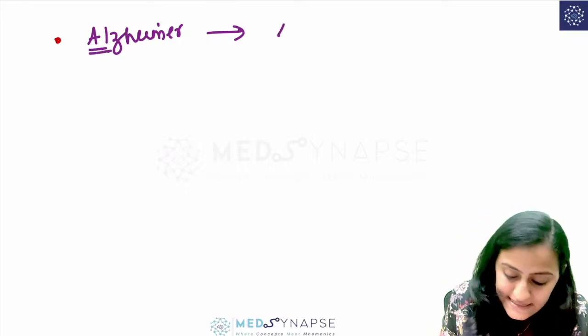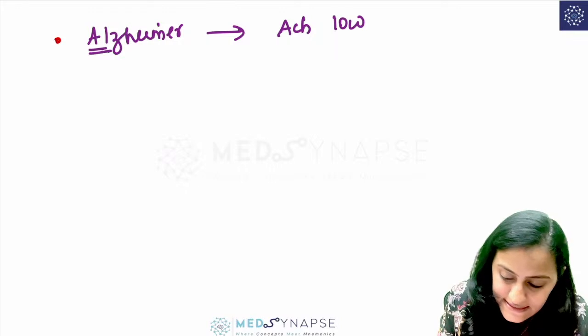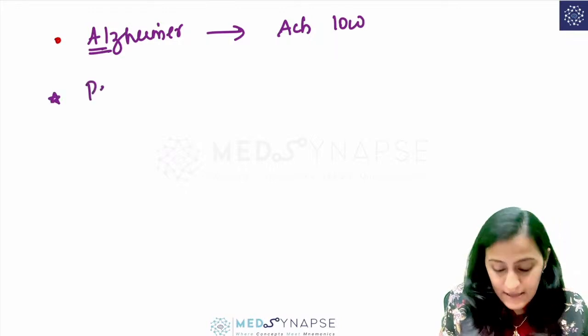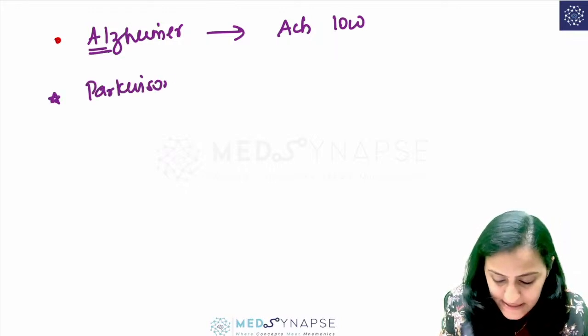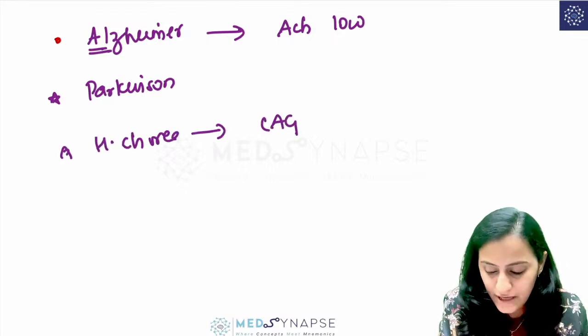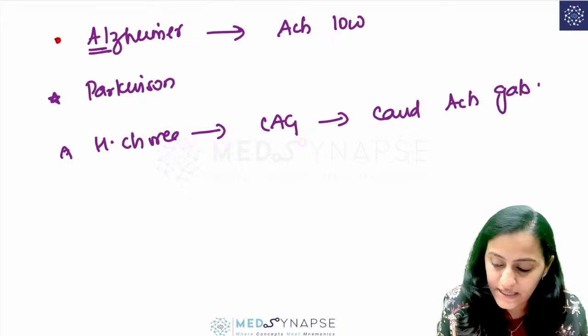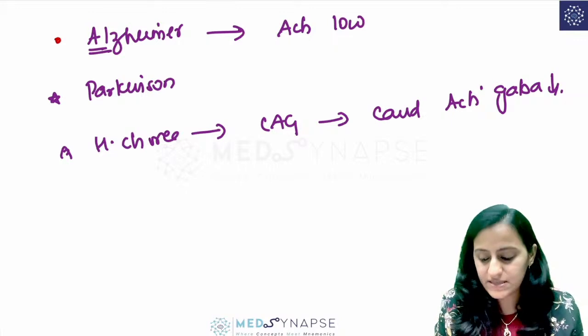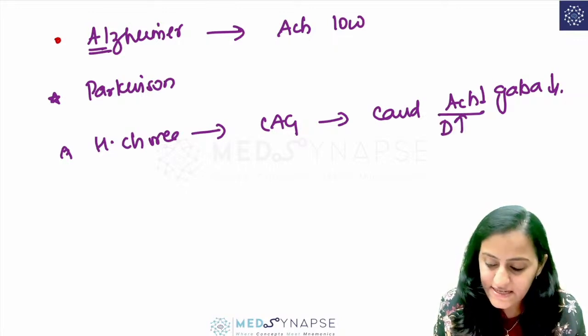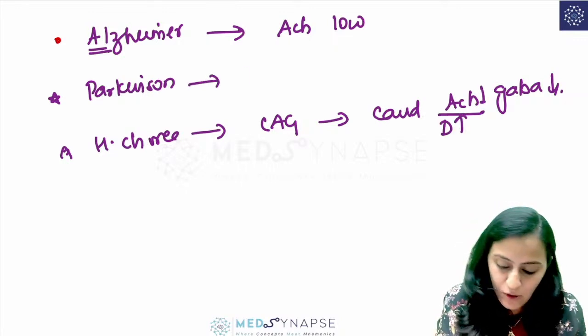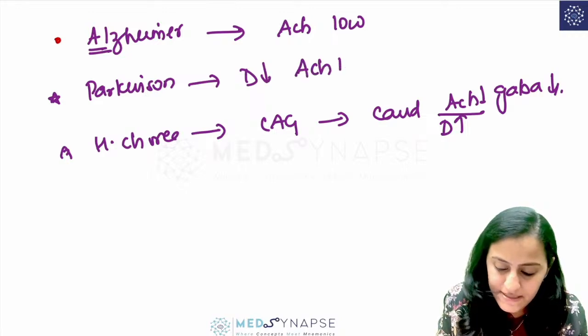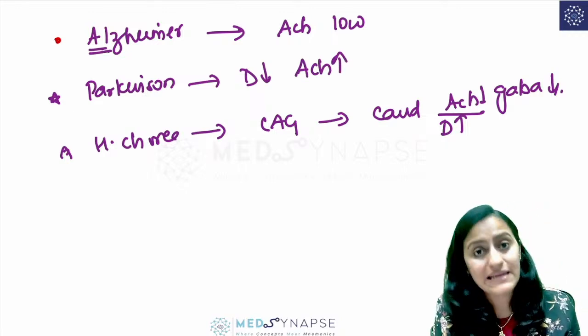So Alzheimer's is AL, acetylcholine low. The next you have is Parkinson's and Huntington's chorea, right? Huntington's chorea, we said it is CAG, repeat. CAG is caudate, acetylcholine, GABA, everything is decreasing. Acetylcholine decreasing, so dopamine is increasing. Opposite in Parkinson's, dopamine decreasing, acetylcholine increasing, right?